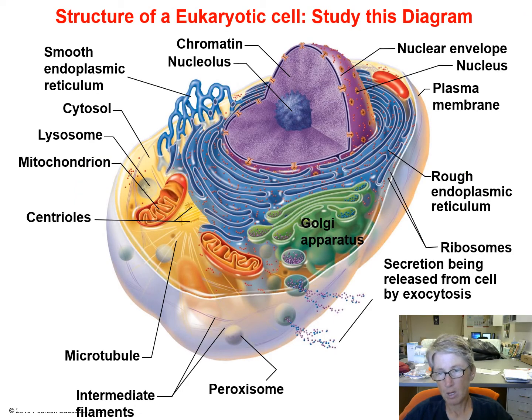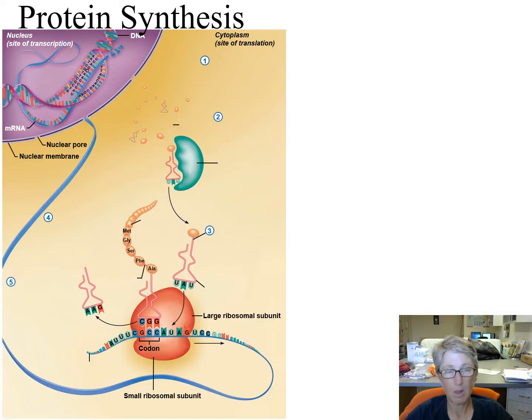Here's our cartoon again. Here's the rough ER. Remember, the rough in rough ER means that the early scientists that were looking through a microscope and saw these dots on the ER but didn't know what they were, they just said they were rough. And then as science progressed, they knew that the rough was actually a ribosome. That's where you make proteins. So here's our cartoon for protein synthesis.